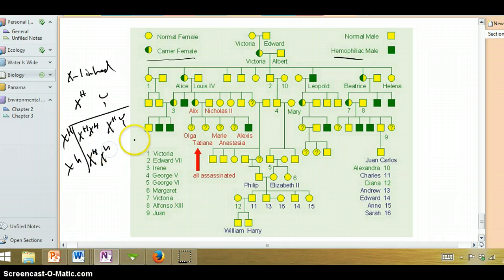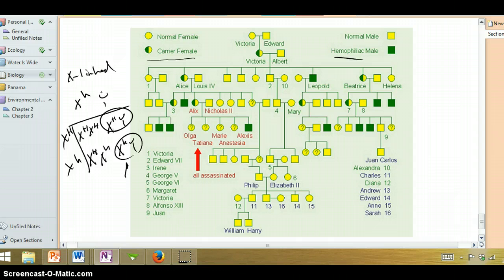Notice that under this situation, none of the daughters will have the disease, and essentially half the sons right here will have this disease. So it only shows up in the males. In order for a female to have it, it would require that her father has the condition.